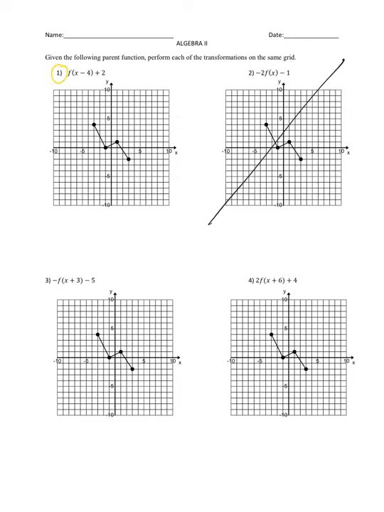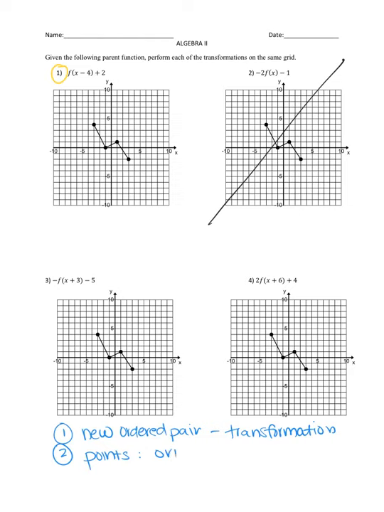So for each problem, I'm going to write it down here. I want to see the new ordered pair transformation rule. That means the new transformation rule, okay? And then what else is needed is the points. I want to see the points from the original and the points from the transformation function. Let me rewrite that. And then the last one I have to see is your graph. So there are 3 things that I need to see.